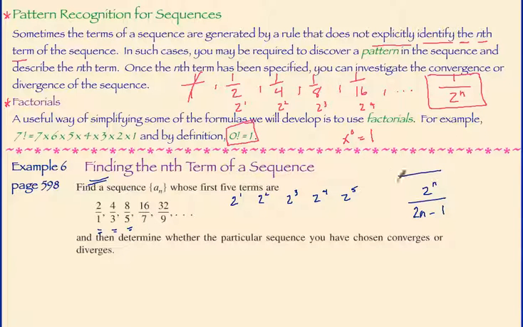2 times 3 is 6, minus 1, 5. So this is the nth term of our sequence. It describes, as n equals 1, then 2, then 3, then 4, etc., each of the terms of the sequence that we see here. But we had to discover the pattern.